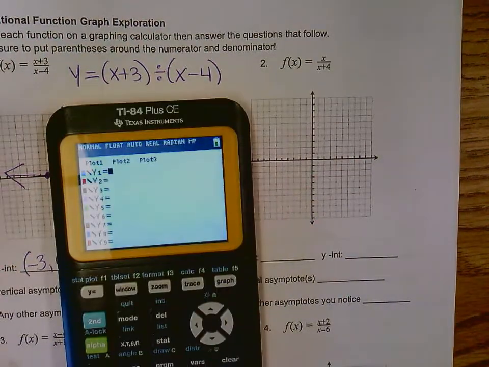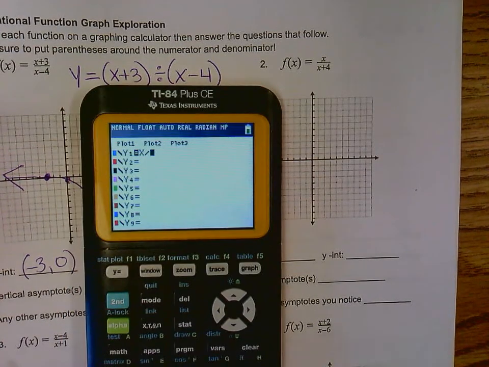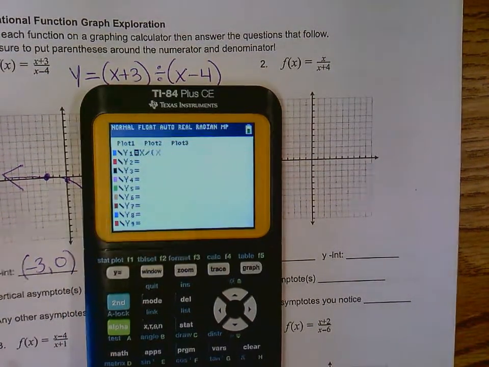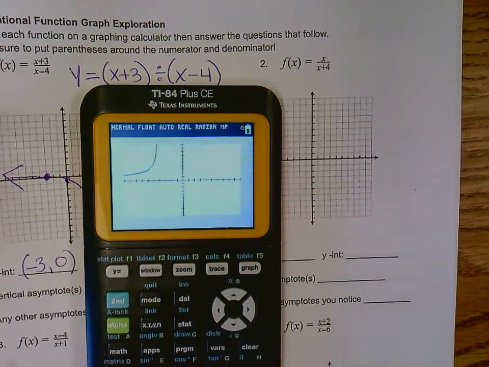So I'd have x in the numerator. I'm going to go back to my y equals, clear out what's in there, divide by parentheses x plus 4. Maybe you can start to predict something like, what's this one going to look like? What is its x-intercept or y-intercept going to be? Because we're going to come up with rules for how to graph them by hand. So here's what this one looks like.